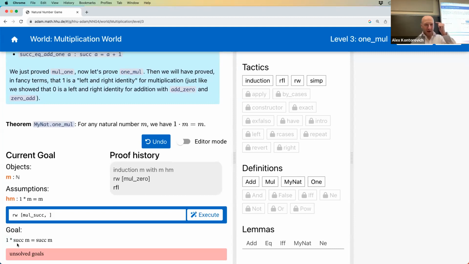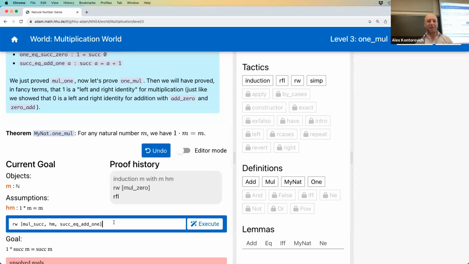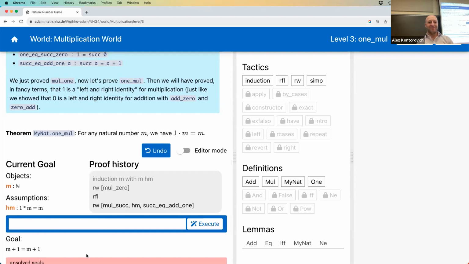After mul suck, imagine in your head what's about to happen. Multiplication by suck is going to turn into 1 times m plus 1. And then rewrite your HM. Exactly. HM is going to turn that, sorry, it's going to be 1 times m plus 1. And then suck equal add 1, and then rfl. So we have this new lemma, suck equal add 1, that the successor of a is a plus 1. And that should give you m plus 1 equals m plus 1.